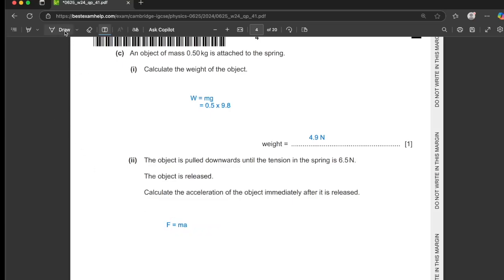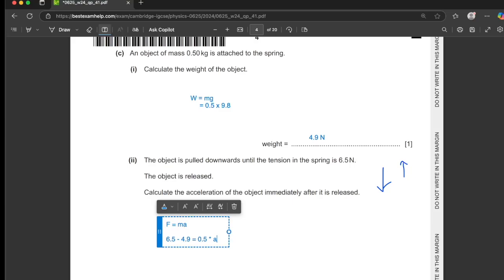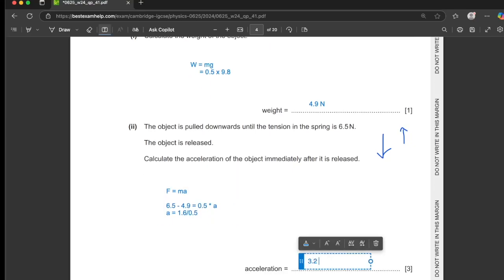Here we've got two forces acting: the weight of the object acting downwards and the tension of the spring, which is holding, acting upwards. They oppose each other in direction, so you have to subtract to get the net force. 6.5 minus 4.9 is equal to mass, 0.5, times acceleration. So acceleration would be 1.6 divided by 0.5, which is 3.2. So we get 3.2 meters per second squared.